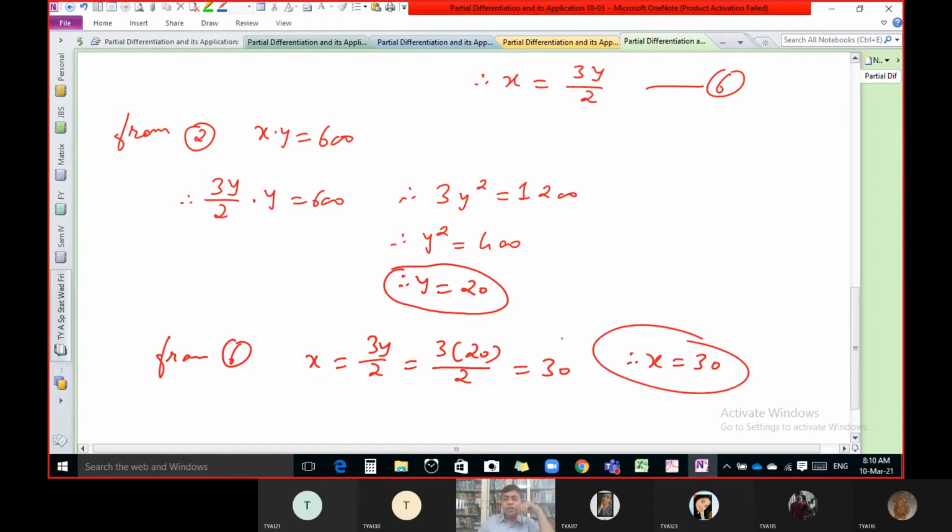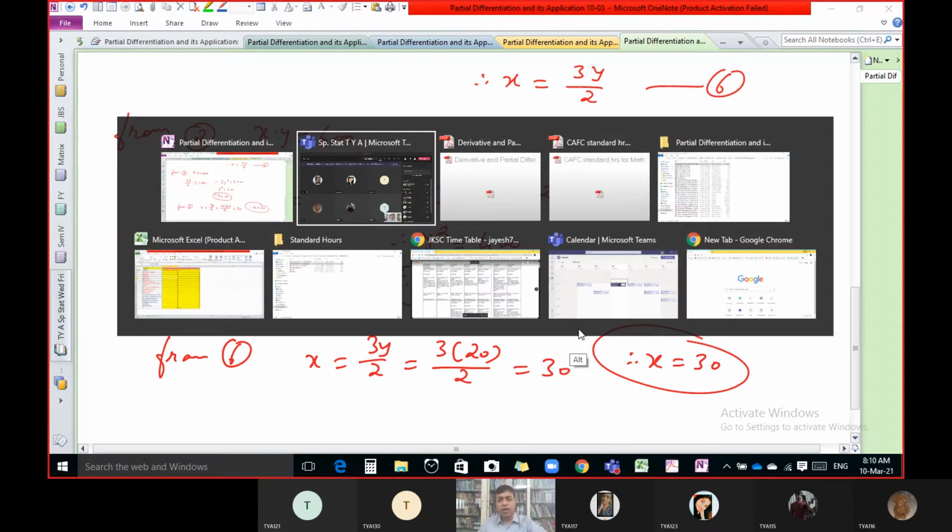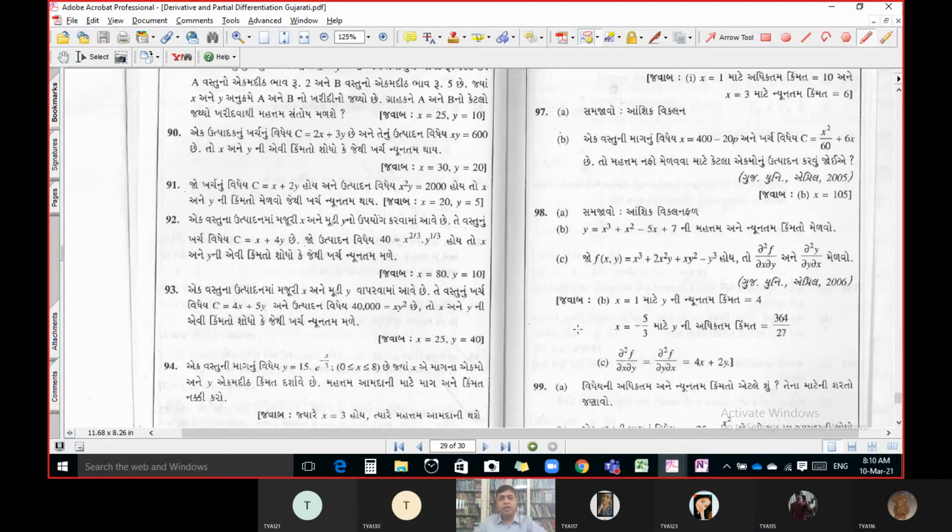So these are the values of x and y, so that if we multiply this x into y, we get 600, and which will minimize our production cost. So x equal to 30 and y equal to 20, that is the final answer. The question is find out x and y in such a way that the cost will minimize. Cost will minimize, that is the question.